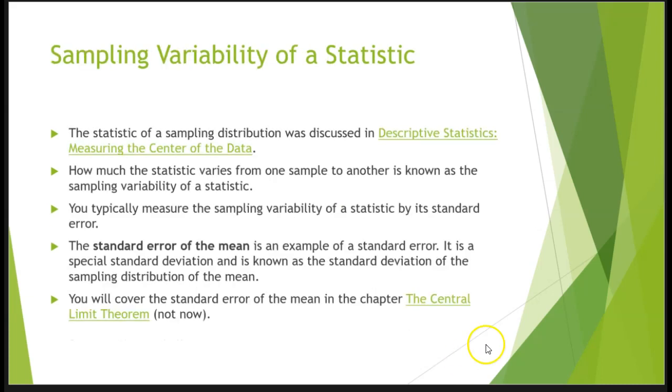Now, this is just a comment. This is mentioned in your book, the sampling variability of a statistic. A statistic of a sampling distribution was discussed in the measuring the center of the data section of your textbook, and it's how the statistic varies from one sample to another. Typically, we measure the sampling variability of a statistic by its standard error, and the standard error of the mean is a special type of standard deviation that we will cover when we get to the central limit theorem further in the course.